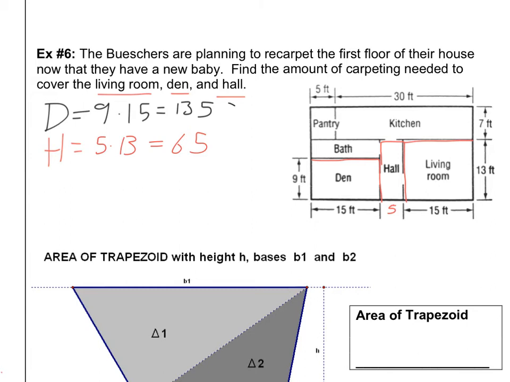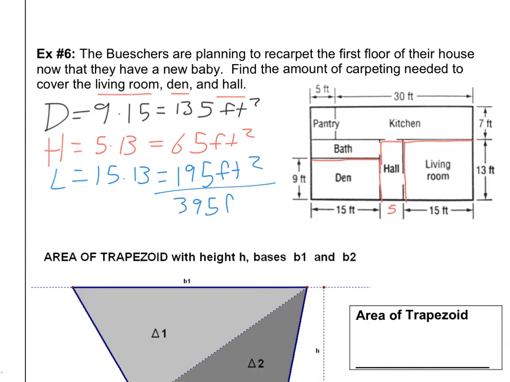Oh, and I should put in my units. This would be square feet. This would also be square feet. And now let's do the living room, L. That one's pretty straightforward because it's 15 by 13. I'm going to do that in my calculator real quick, and I get 195 square feet. All we got to do is add these up now to get the total area, the total amount of carpet we need. This will save us some money so we don't have to overbuy. 395, so we got 395 square feet. Boom. And we're done.